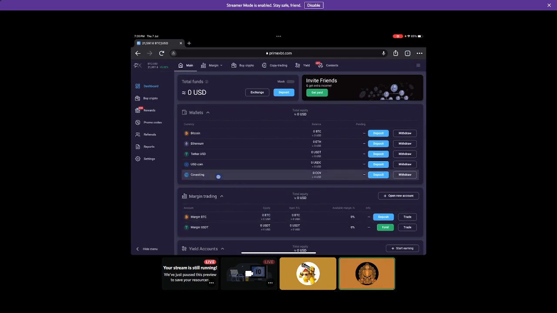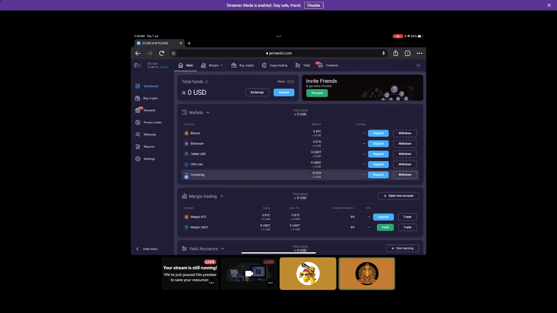Just thought we'd do a quick run over the PrimeXBT exchange and familiarize ourselves with the interface here. So what we see is the screen once you've created your PrimeXBT account, and the first step initially is you want to deposit some money into your wallet, whether it be through Bitcoin, Ethereum, USDT, or USDC.